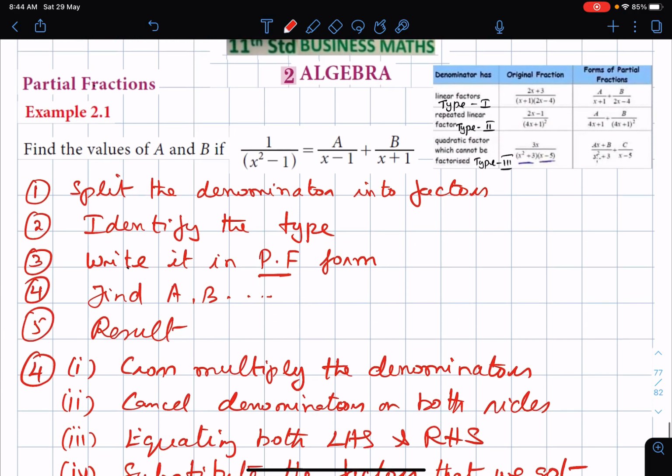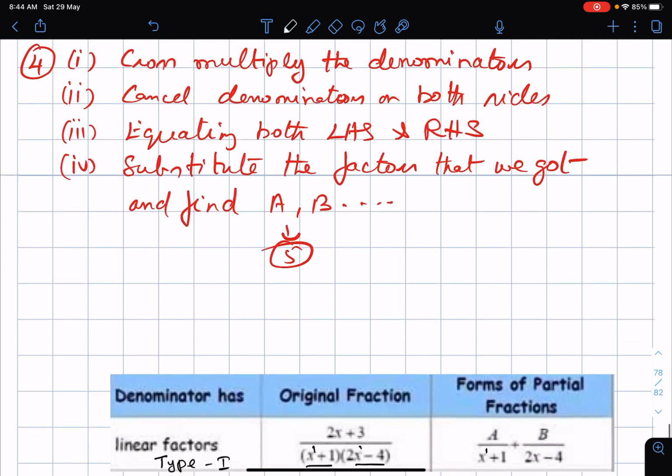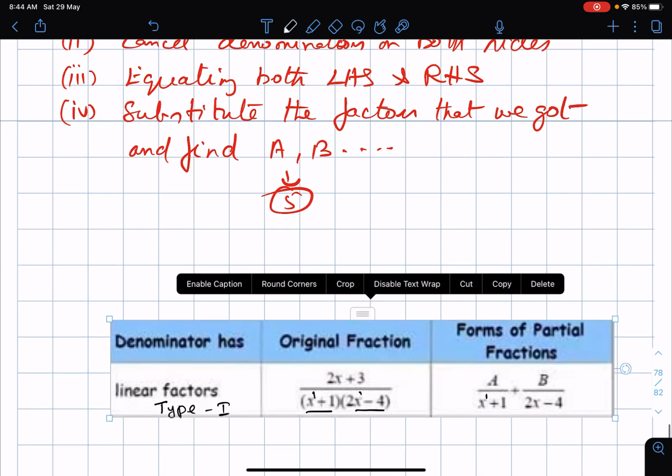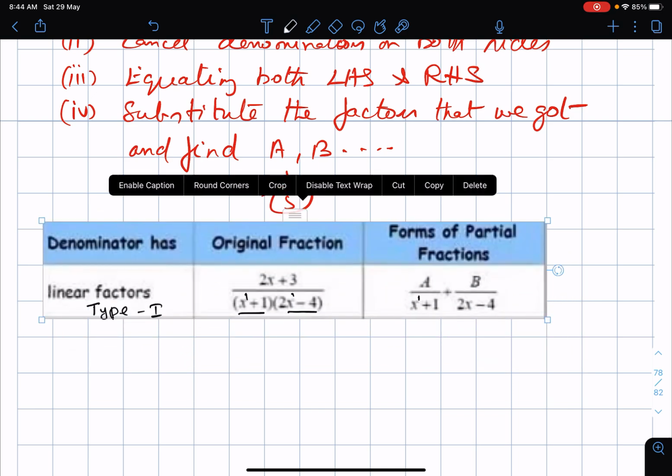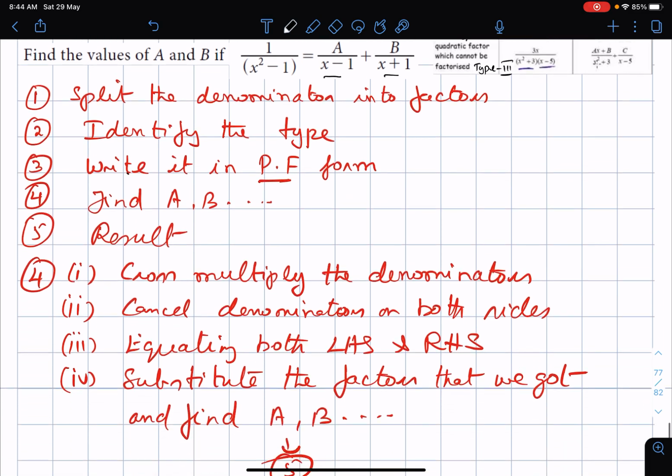Let us see example 2.1. They have already split the denominators into factors. So identify type means here it is linear factors, isn't it? So this is of type 1. So what is our problem? 1 by x square minus 1 is equal to a by x minus 1 plus b by x plus 1. This is what they have given, isn't it?